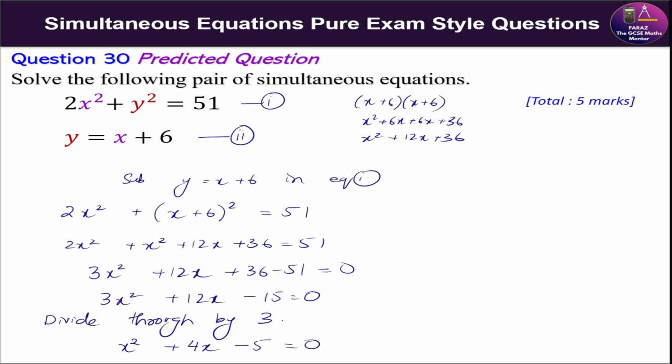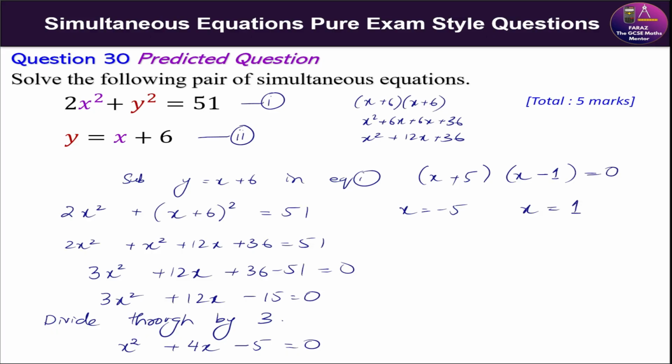Alright, if we factorize this, we can write it this way, x and x there, as we have x squared there. Plus into plus is plus and plus into minus is minus. We need two numbers that add to give 4 and multiply to give negative 5. So that is plus 5 and negative 1. Plus 5 into negative 1 is negative 5. Plus 5 minus 1 is plus 4 equals 0. Here you have x equals negative 5 and x equals 1.